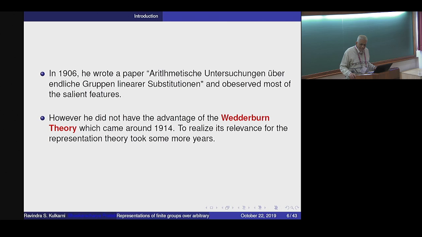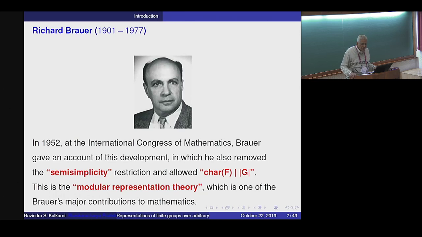However, he did not have the advantage of the Witt-Berman theory, which came around in 1914, and to realize its relevance for the representation theory, it took some more years. Then Richard Brauer in 1952 at the International Congress gave an account of this development in which he also removed the semi-simplicity restriction and developed this more general theory where the characteristic of the field divides the order of the group. This is the modular representation theory with which we do not deal here.